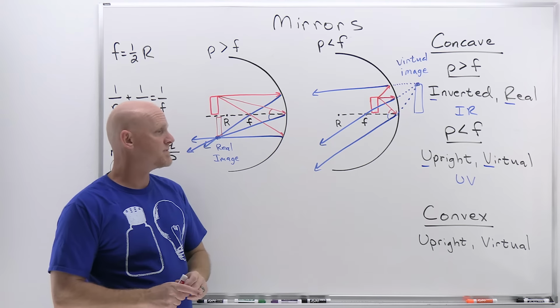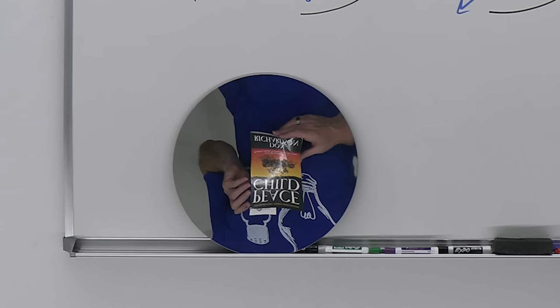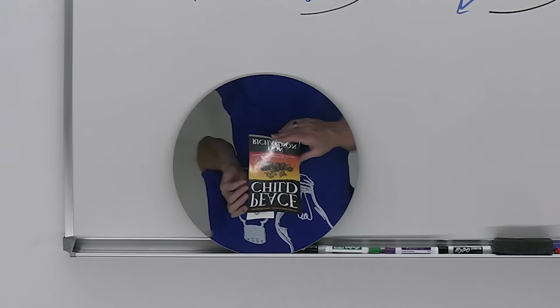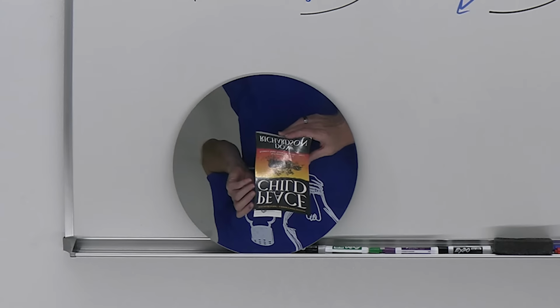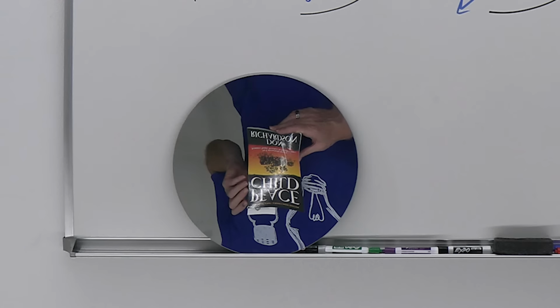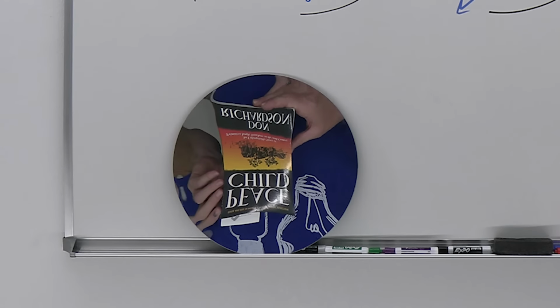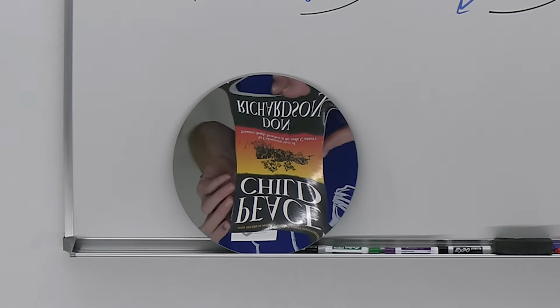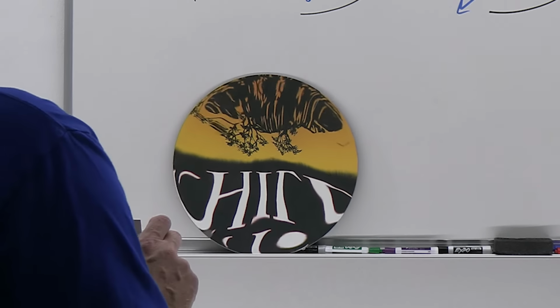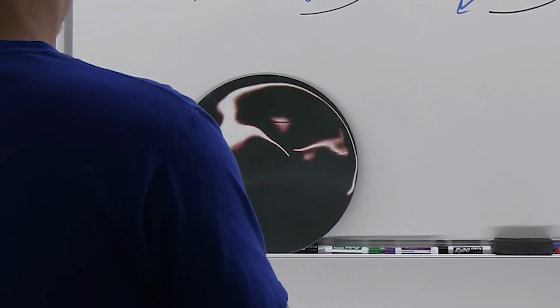So let's see how this plays out with a cool little demo here. All right, so we're going to use the current book I'm reading called Peace Child by Don Richardson, which I'm really enjoying. It's a convenient way to look at this, and you can see that it currently is inverted because we are beyond the focal point of our concave mirror. But as we move closer and closer together, we're going to approach that focal distance. And when you reach that focal distance, the image gets infinitely large and is unrecognizable, somewhere in that ballpark.